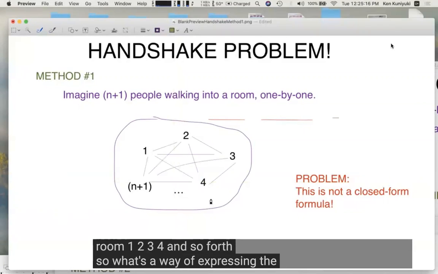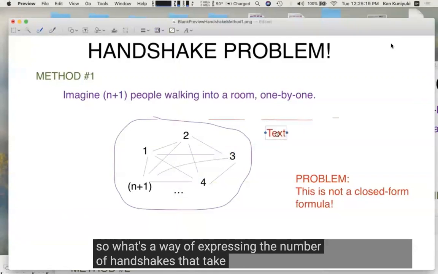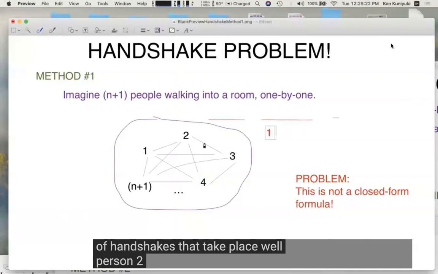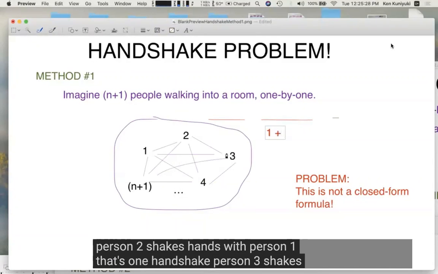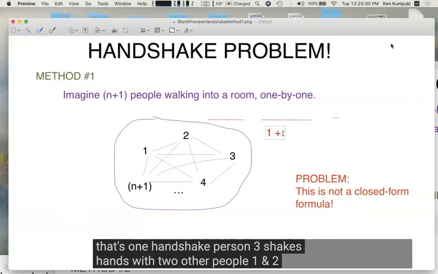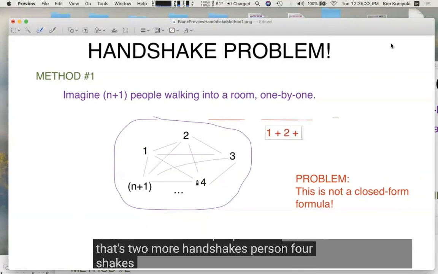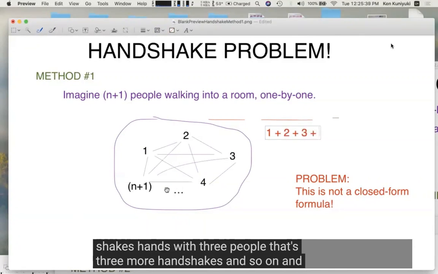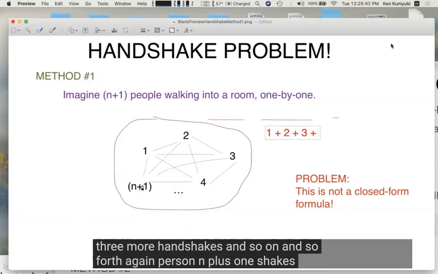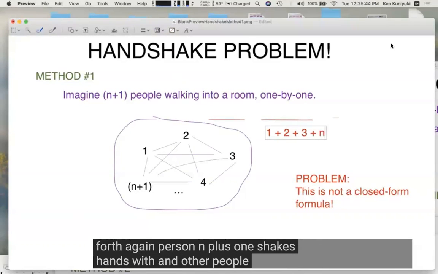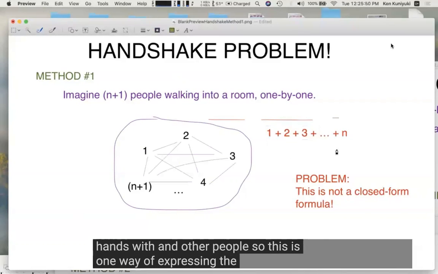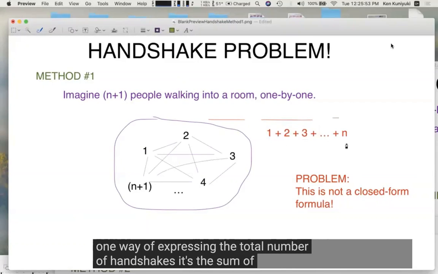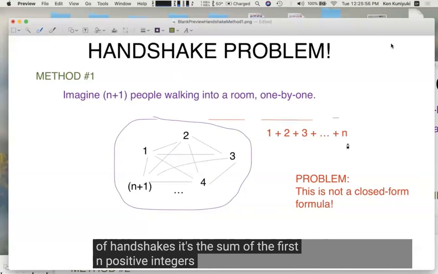So what's a way of expressing the number of handshakes that take place? Well, person 2 shakes hands with person 1, that's 1 handshake. Person 3 shakes hands with 2 other people, 1 and 2, that's 2 more handshakes. Person 4 shakes hands with 3 people, that's 3 more handshakes, and so on and so forth. Again, person n+1 shakes hands with n other people. So this is one way of expressing the total number of handshakes. It's the sum of the first n positive integers.